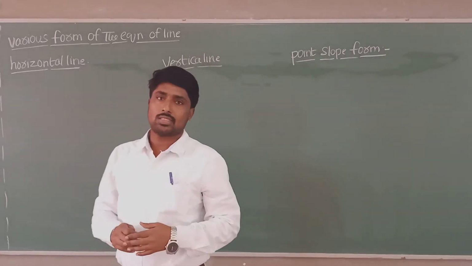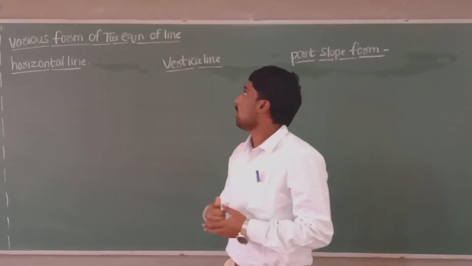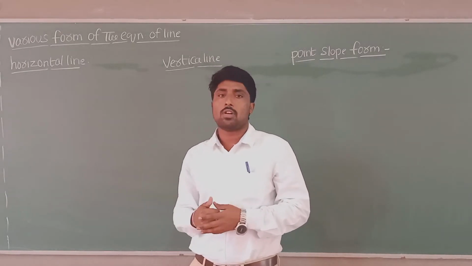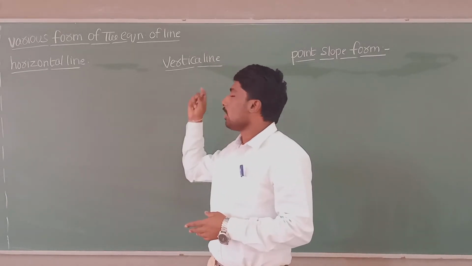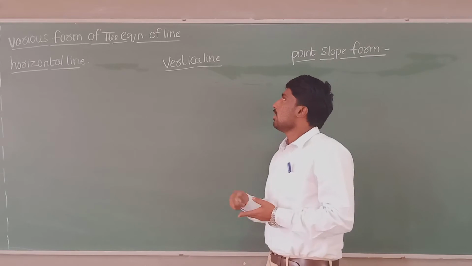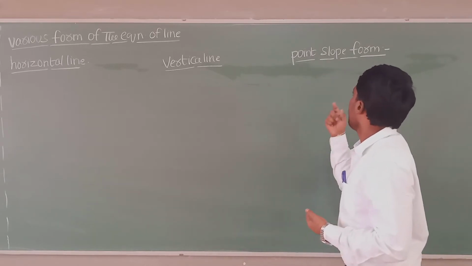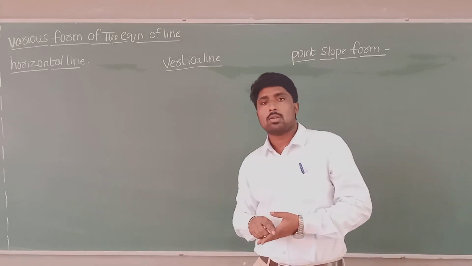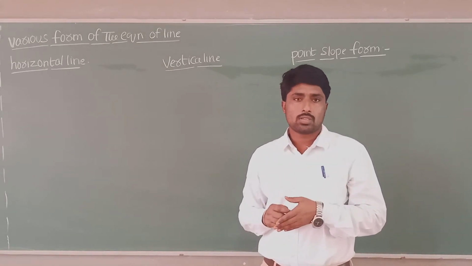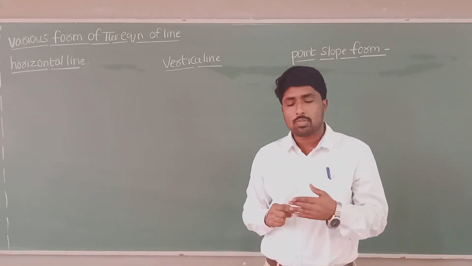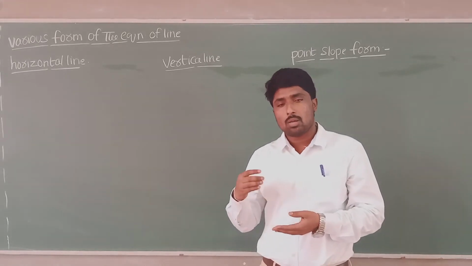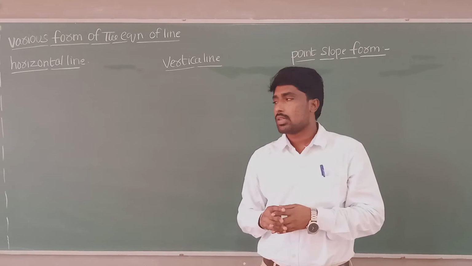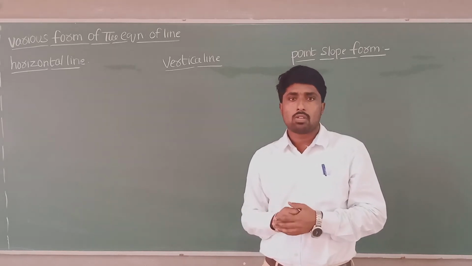Today we want to discuss the various forms of equation of straight lines. Okay, here we have so many forms. First three forms I wrote: horizontal line, vertical line, and point slope form of a straight line. Still more forms are there: two point form, the intercept form, the normal form, and the slope intercept form of a straight line. Okay, one by one we will discuss.